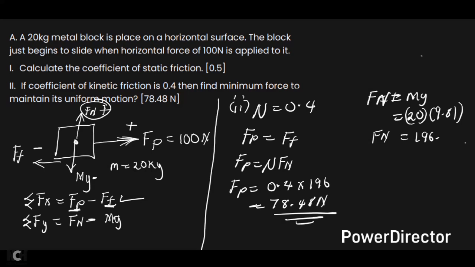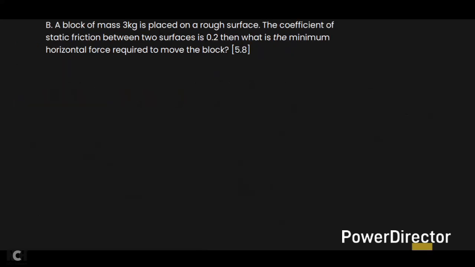So let's go on to question 2. They're saying the block of mass is placed on the rough surface. The coefficient of the static friction force between two surfaces is 0.2. Then what is the minimum horizontal force required to move the block? Remember, it's just the same as the one that we're doing, which is the applied force is equal to the friction force. Then the friction force is mu times the normal force.